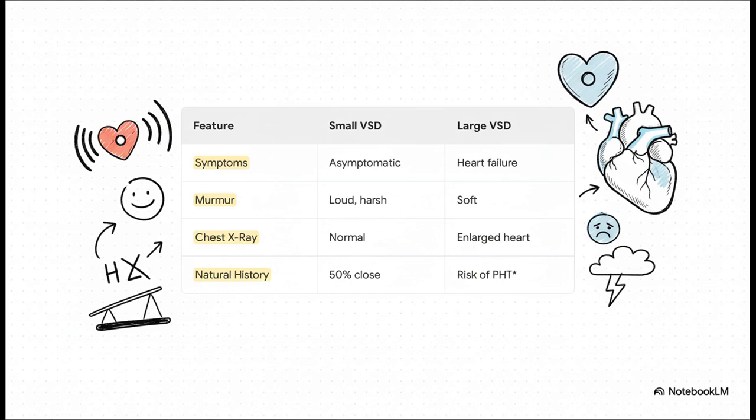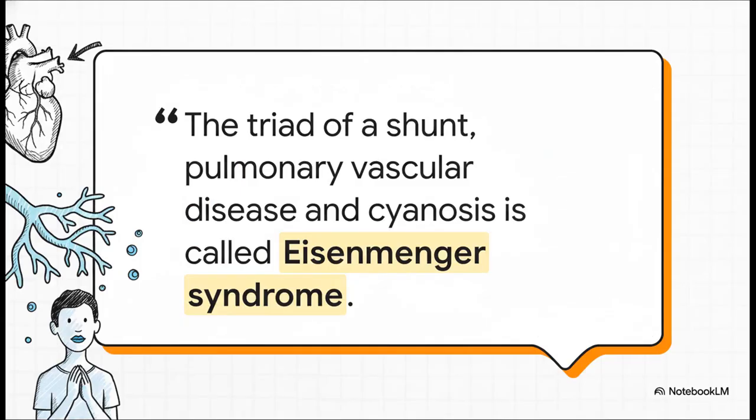A large VSD, however, is much more serious and can lead to things like heart failure. And because there's less resistance through a big opening, the murmur is actually quieter. It's a classic medical paradox. The louder noise is actually the better news. This brings us to the most serious thing that can happen if a large defect is left untreated.